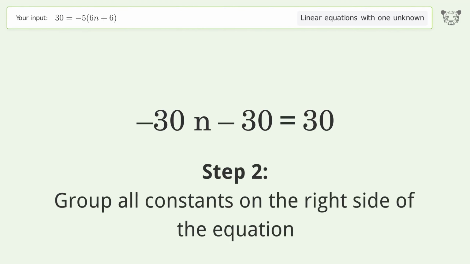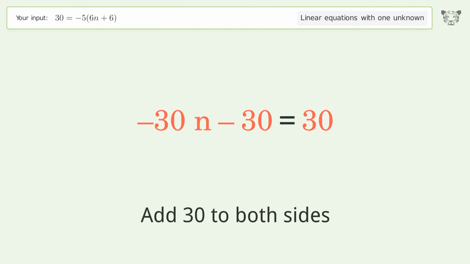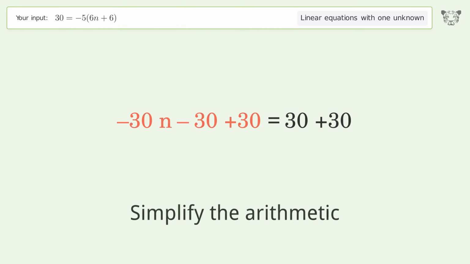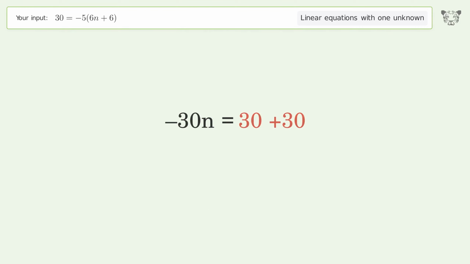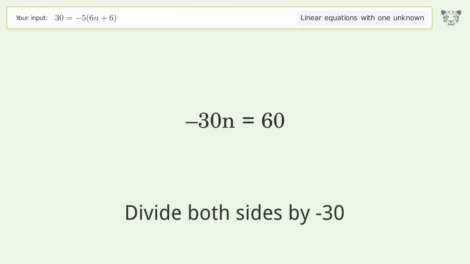Group all constants on the right side of the equation. Add 30 to both sides. Simplify the arithmetic. Isolate the n. Divide both sides by -30.